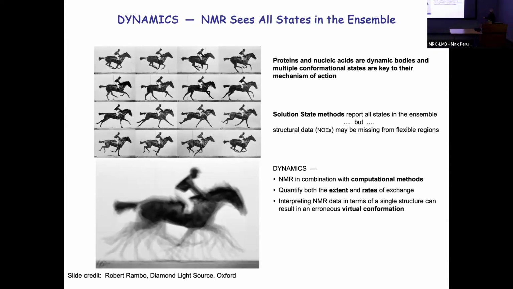And if you ignore the fact that this is a dynamic assembly, what you can interpret is an erroneous virtual conformation, which isn't actually physically populated in solution, but it's the apparent conformation that comes out of the data. You have to be really quite cautious in the way that you interpret dynamic movements, but we are able to quantify the extent of motion and the rates of exchange that are going on inside the solution.